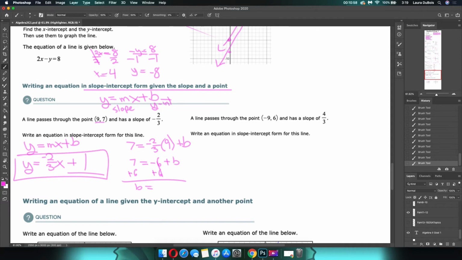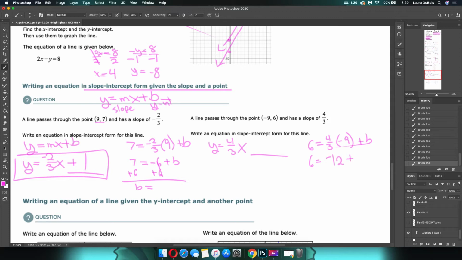And it's that setup for all of these. So we know that for this one, it's going to be y equals 4/3 x something. We just got to figure out what the something is. So what's the y that they gave us? 6 equals 4/3 times negative 9 plus b. And now we just wait for the computer to actually catch up and work at the speed of Ms. Dubois. So 9 divided by 3 is 3. 3 times 4 is going to be 12. So negative 12 plus b.